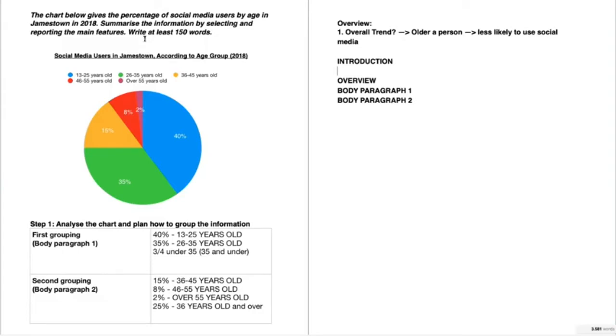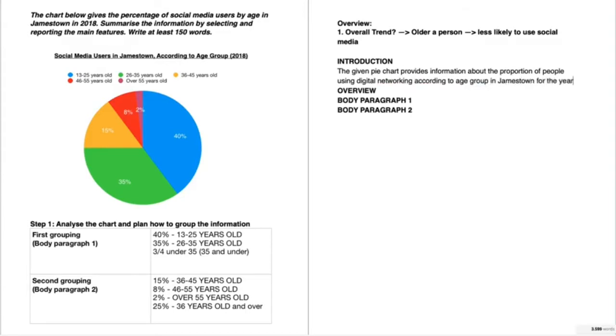So with that being said, I'm going to say the given pie chart provides information about the proportion of people using digital networking according to age group in Jamestown for the year 2018. And that is one sentence that clearly shows everything we are looking at.